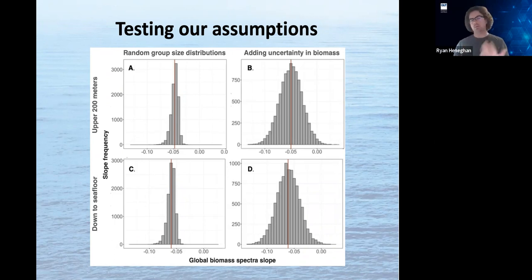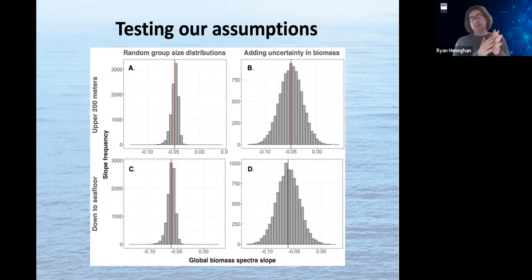The first column here shows, doing I think 10,000 samples or more, the range of the distribution of our global biomass size spectrum slope if we assume we know nothing about how to distribute the biomass of each group. That's just randomly distributing biomass in different bins within each group's size range. And we found it was still a pretty narrow range.